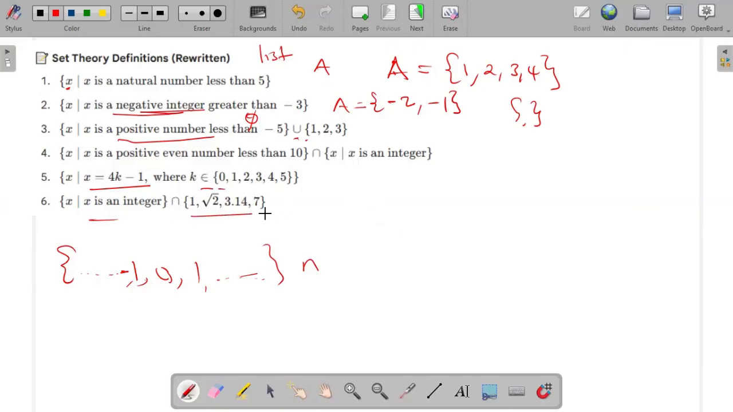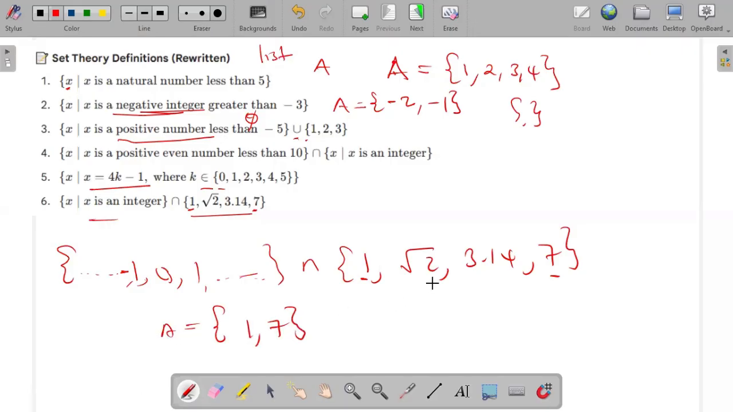Intersection just means what is common. So when I look at here, I have to look at which ones are the integers. The first one is an integer, and also 7 is an integer. Here we have root 2, then 3.14, then 7. So 1 is an integer and 7 is an integer. So the intersection here is just going to be 1 and 7.